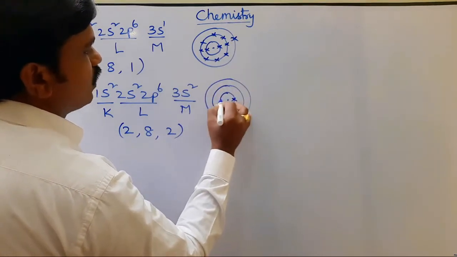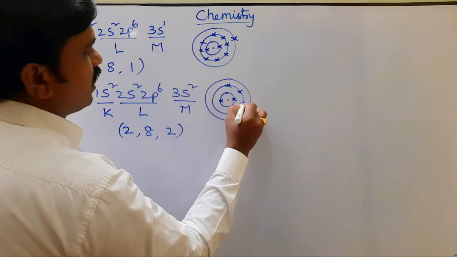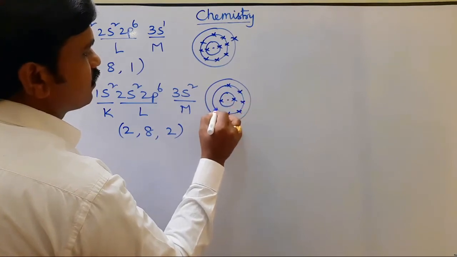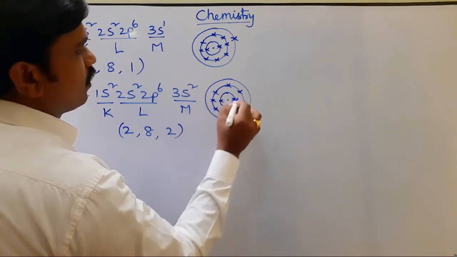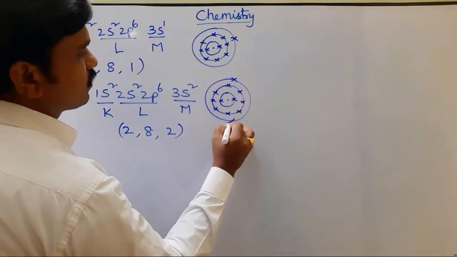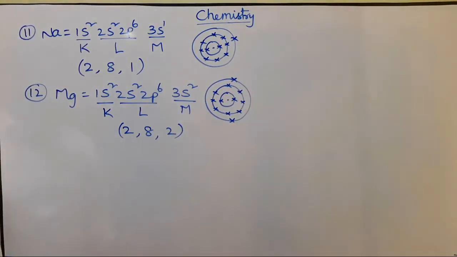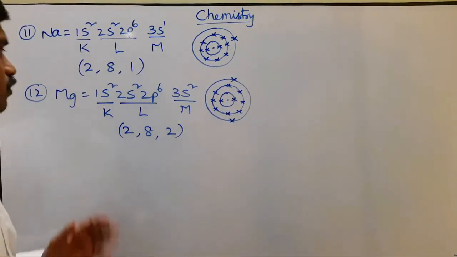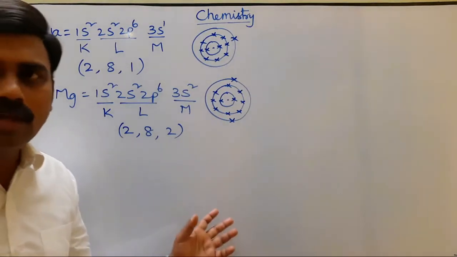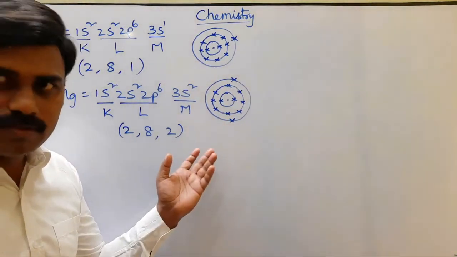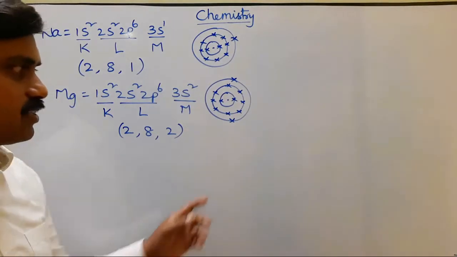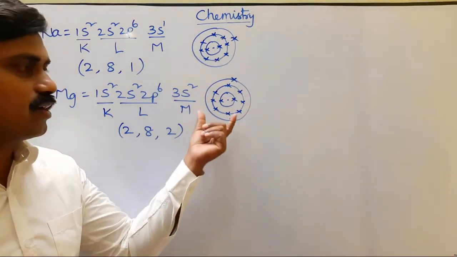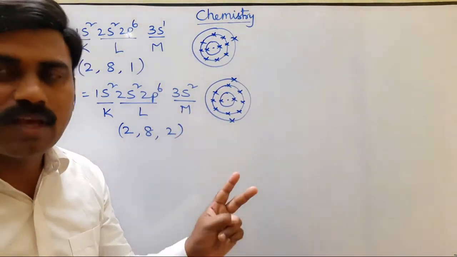The first shell has 2 electrons, the second shell has 8 electrons and the third shell has 2 electrons. 2, 8, 2 is the shortcut electronic configuration. Magnesium has 12 electrons, and all 12 electrons are placed according to its geometrical representation. Magnesium has 2 electrons in the first shell, 8 electrons in the second shell and 2 electrons in the third shell.